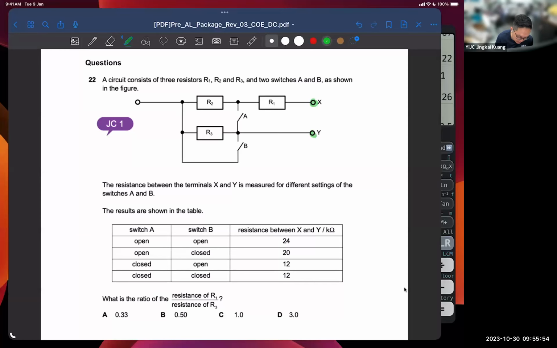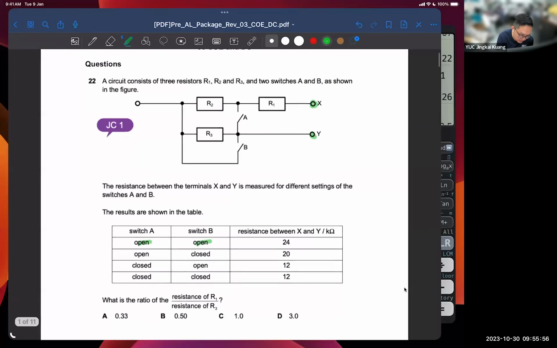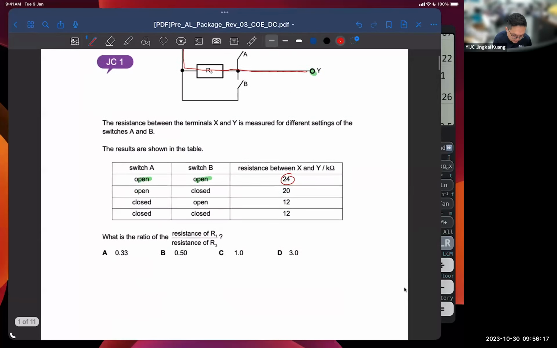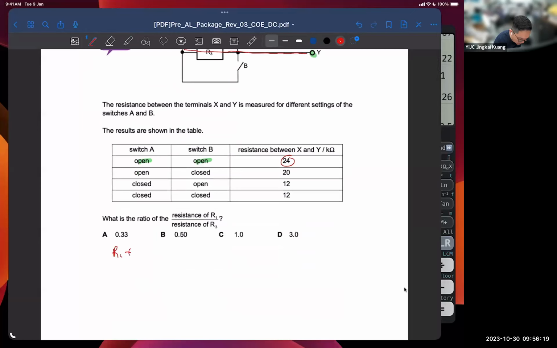Okay, so first one, both switches are open. Then we trace the path. The only path that can happen is like this. So you have to go through all three resistors, and you get 24. So let's write this outcome here. This is basically saying that R1 plus R2 plus R3 is equal to 24 kilo ohms. Okay, then this is the first one.